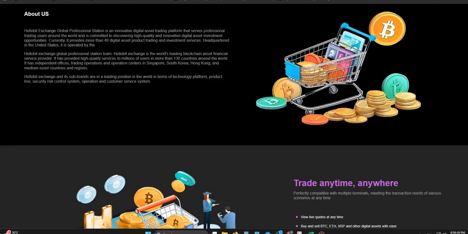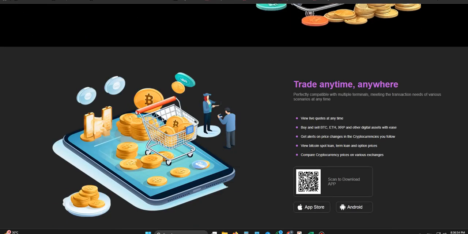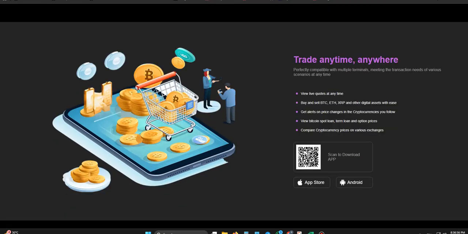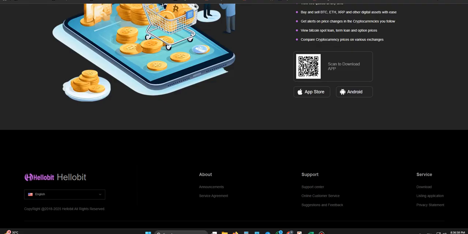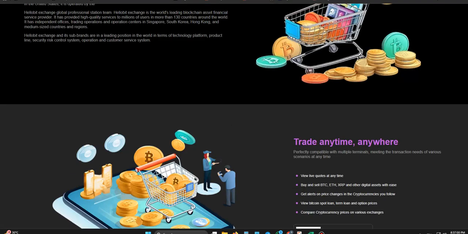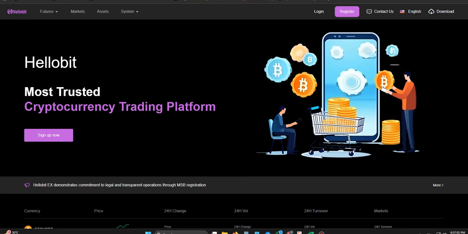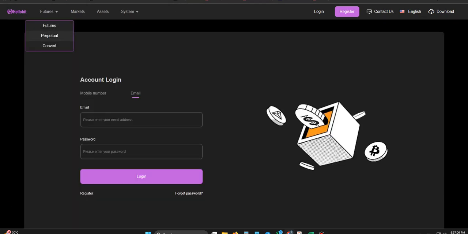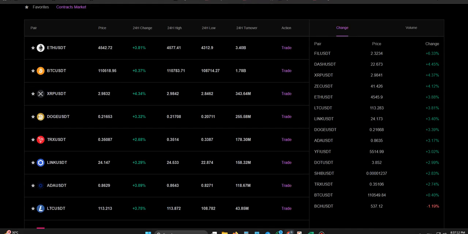So our focus for this deep dive is a platform called HelloBit. Now, on the surface, it looks pretty polished, claims to be a global digital asset trading platform for professional traders, offers, what, over 40 cryptocurrency products and investment services, positions itself as a leading blockchain financial service provider. Sounds impressive, right? Like, for serious players. It certainly sounds the part.